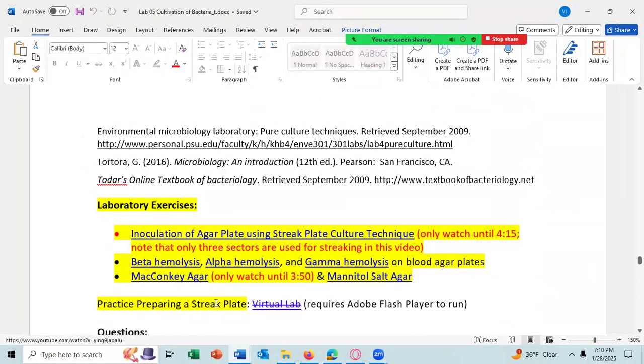In this video, you only need to watch up until 3 minutes and 50 seconds. After that, you can watch it, no problem, but you must watch it for 3 minutes and 50 seconds and understand what's going on. We have a little video on mannitol salt agar as well. Go ahead and watch that video.